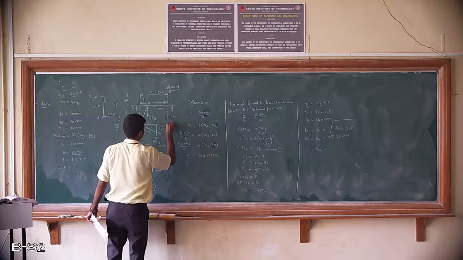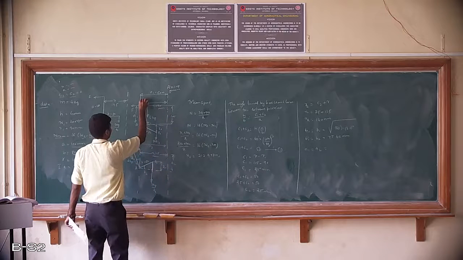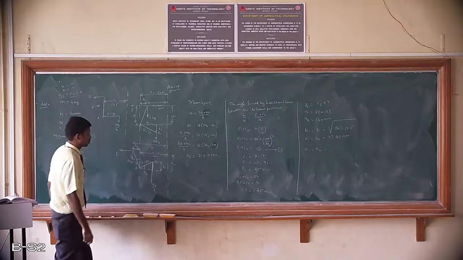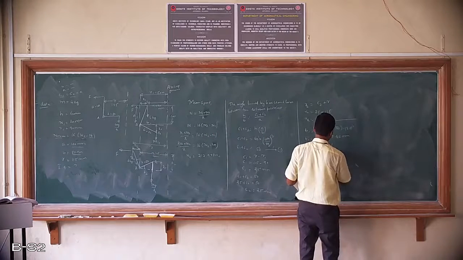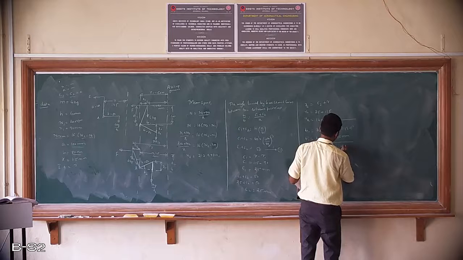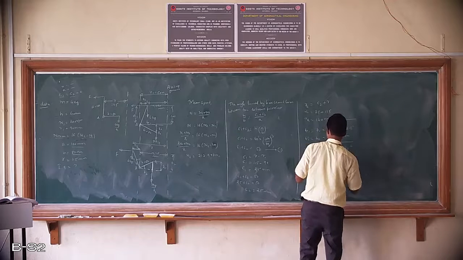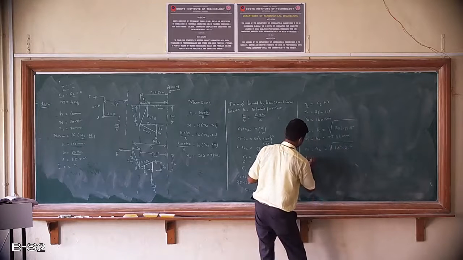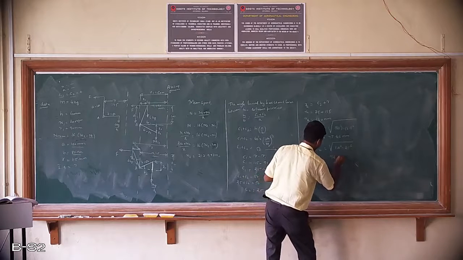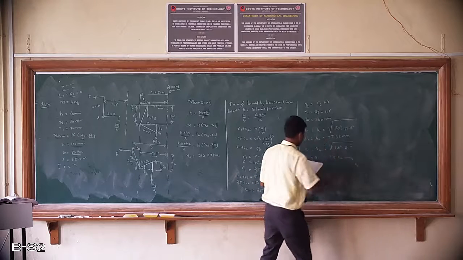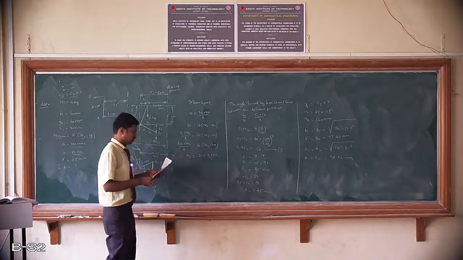That length is 100, and C1 and C2 are known to you, that is 25. So you can get the value of A1 and A2 as the square root of 100 square minus 25 square, and the value of A1 and A2 is equal to 96.82 mm. So A1 and A2 values we have calculated.